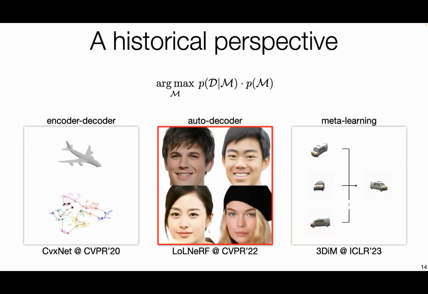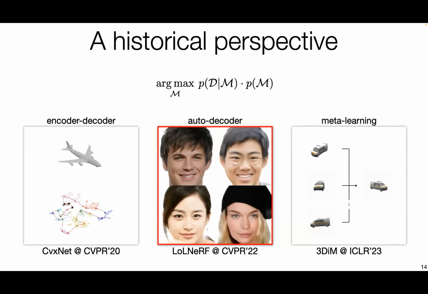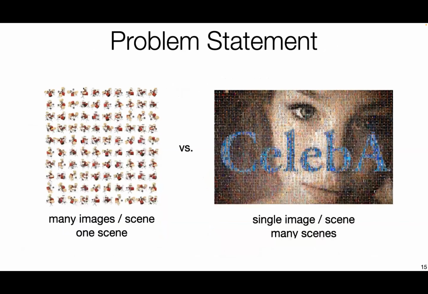So let's see what it looks like. So how do we train? The problem statement is that in the classical NeRF model, we have collections of potentially hundreds of images of a single scene, okay? And so we're going to flip, we're going to transpose the entire problem, and we go from many images to a single image for a scene. And then rather than having one scene, we're going to have many images, many scenes, okay? So it's completely the opposite training dynamics that NeRF would have, okay?